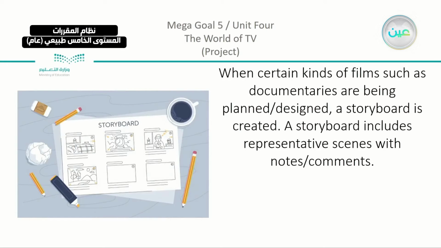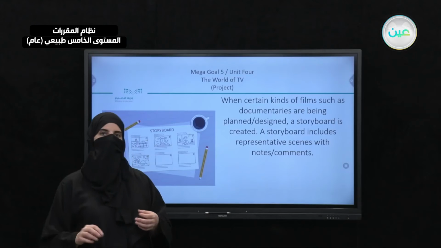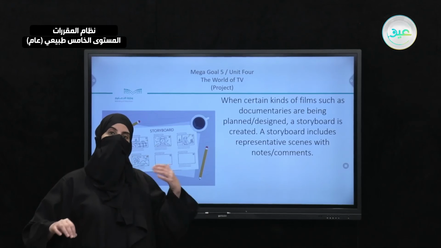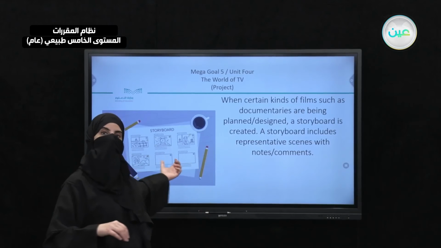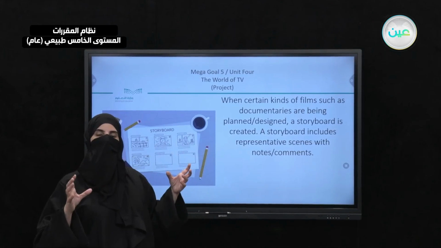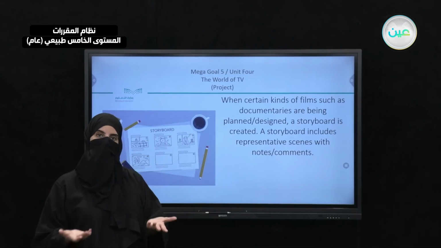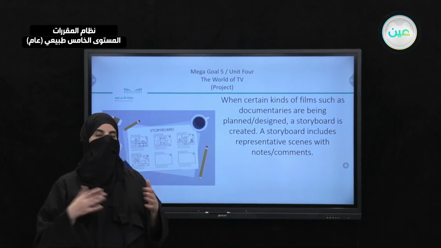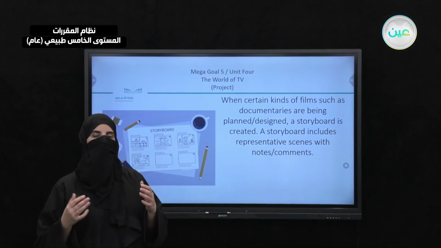when certain kinds of films, such as documentaries, are being planned, designed, a storyboard is created. A storyboard includes representative scenes, notes, and comments. So anything that is included within the documentary, you have to write your notes. You have to write the scenes and also the comments. And you can see from the picture that we have here, there are a lot of pictures also, because you are describing each one. What does it have? Start preparing and think about which one, what to put in it.